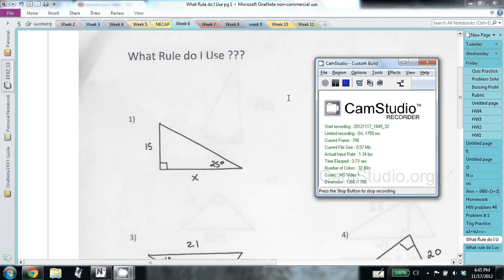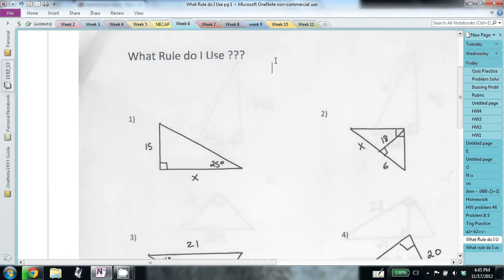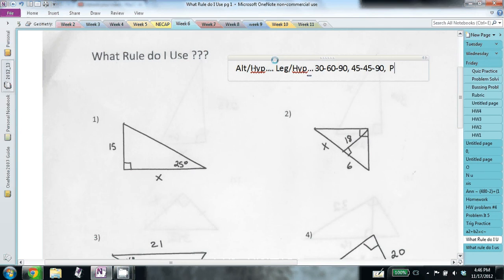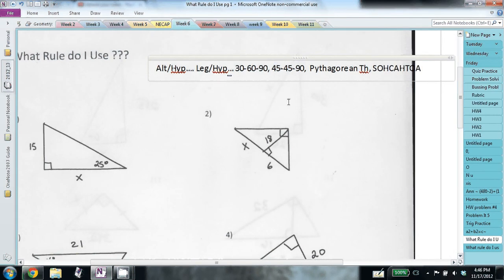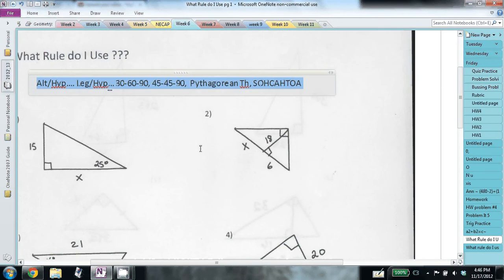So at this point, you have a whole bunch of possible rules to use if you have right triangles to find missing sides and missing angles. You've got altitude hypotenuse rules, you've got the leg hypotenuse rule, the special right triangles, so the 30, 60, 90 and 45, 45, 90 rules. You've got Pythagorean theorem, you've got SOHCAHTOA, the trig ratios. It's a ton of stuff that you can use, and it's probably not so much a problem for you at this point using them if you know which one to use.